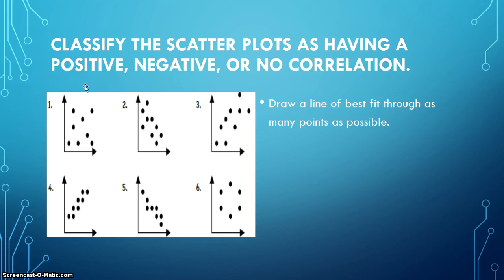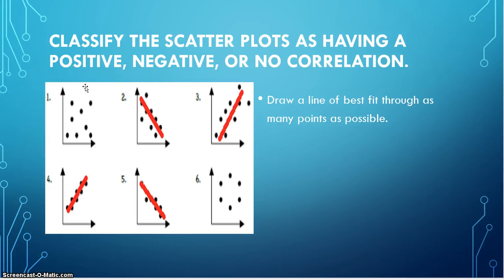For the first one, since the points are everywhere, we really can't. But for the next 4 you can, but 6 is also one that you really can't. You can draw a circle, but you can't really draw a line. So we're going to draw a line of best fit through the ones that we can. Once we draw a line of best fit through the ones that we can, we're going to take a look at these lines and determine if it's a positive or a negative.